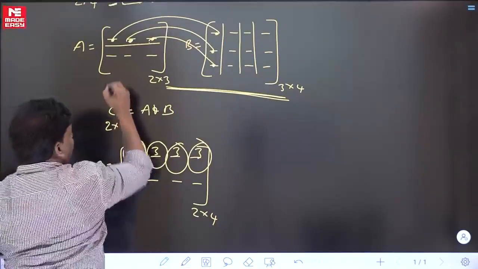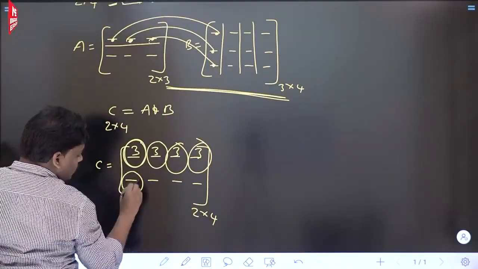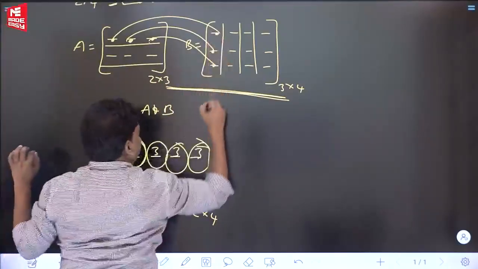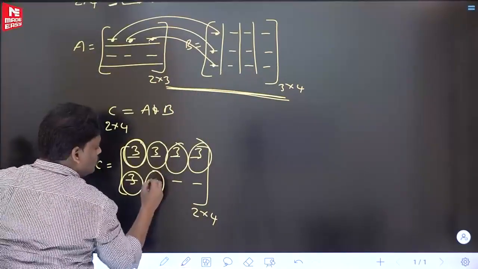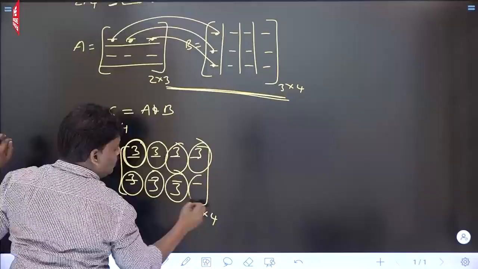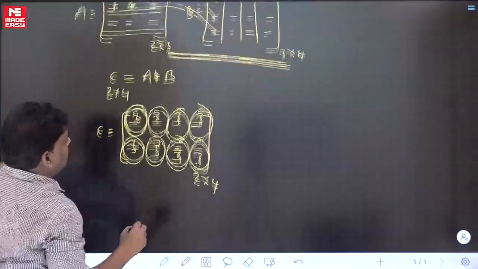Similarly, right, how to get this element? What is the answer? Second row, first column, right? Same, 3 multiplications. This is also 3 multiplications. This is also 3 multiplications. This is also 3.